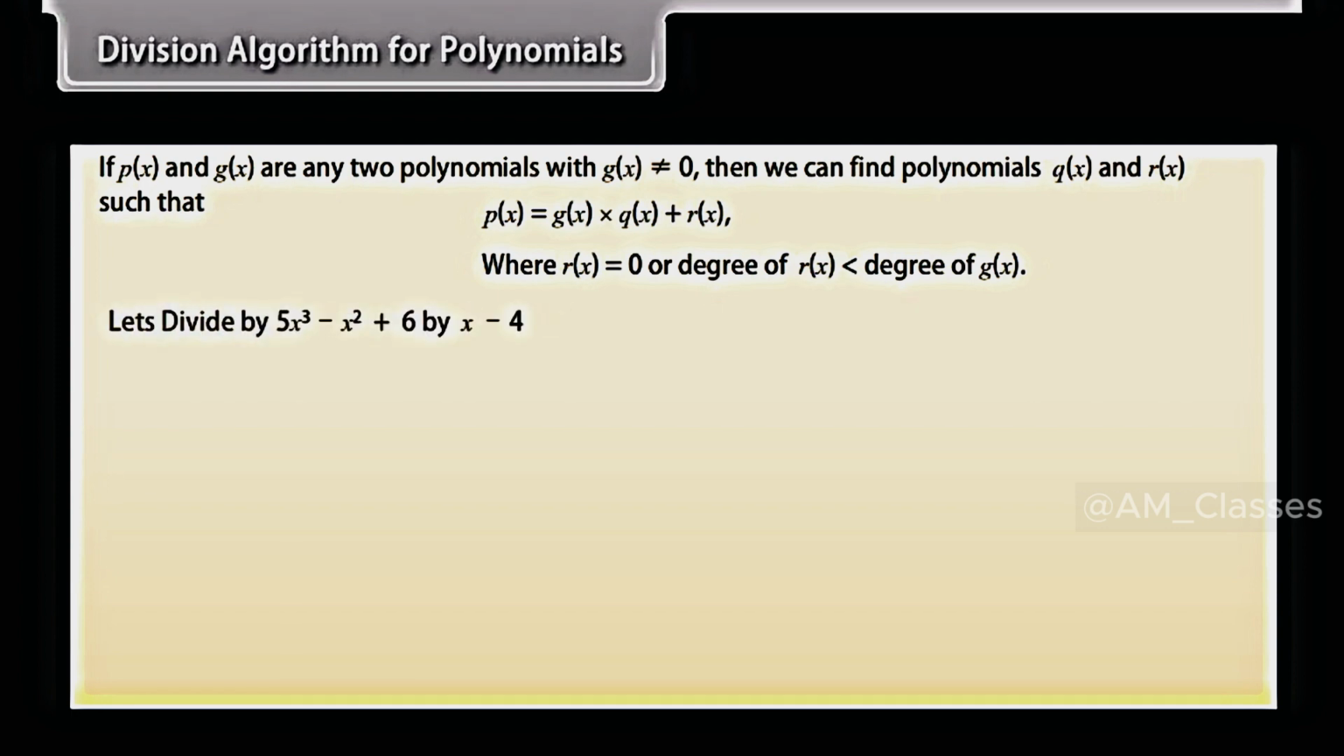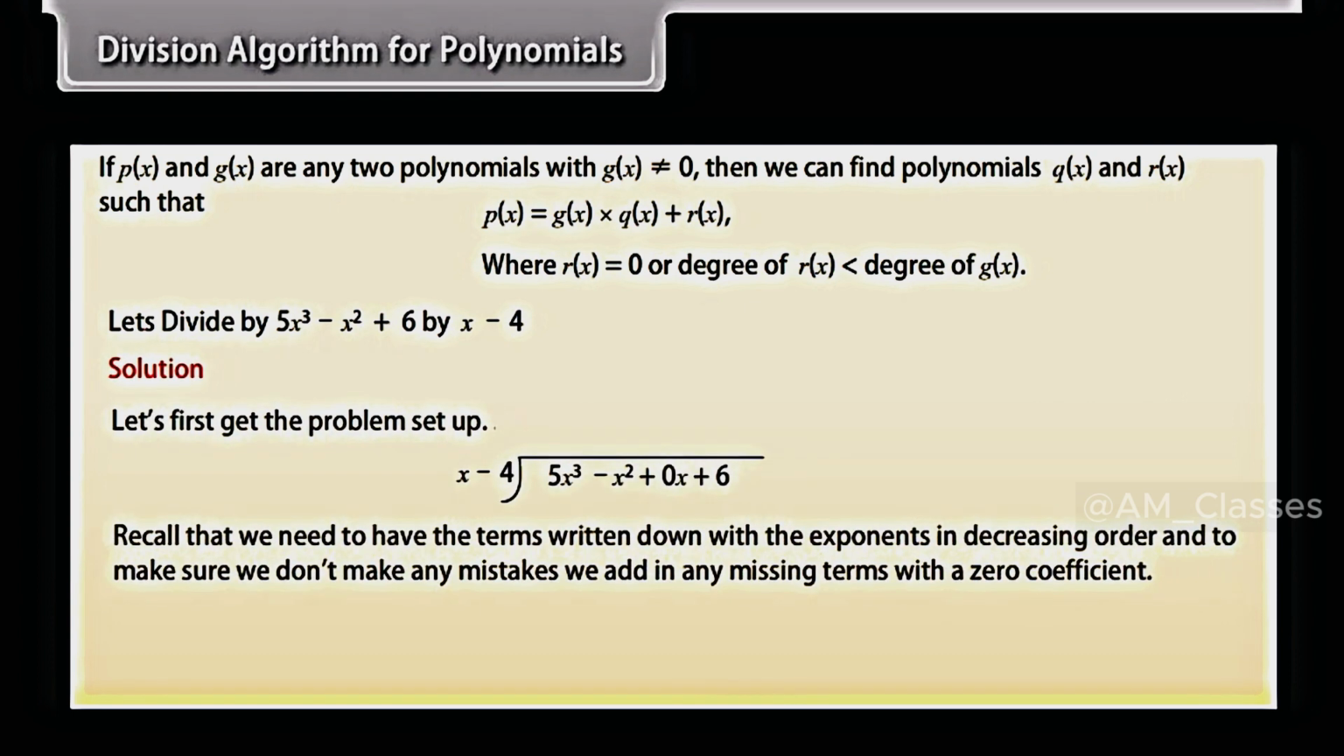Let's divide 5x cube minus x square plus 6 by x minus 4. Let's first get the problem set up. Recall that we need to have terms written down with exponents in decreasing order, and to make sure we don't make any mistakes, we add in any missing terms with a 0 coefficient.